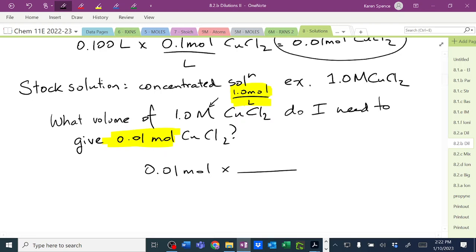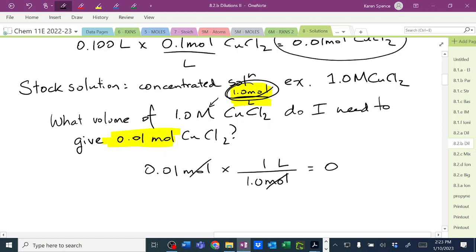Liters over moles. Look at this, we've now got some unit cancellation going on. How beautiful is that? Because we wanted the volume. Now, what numbers are we going to use in here? 1 mole per 1 liter.